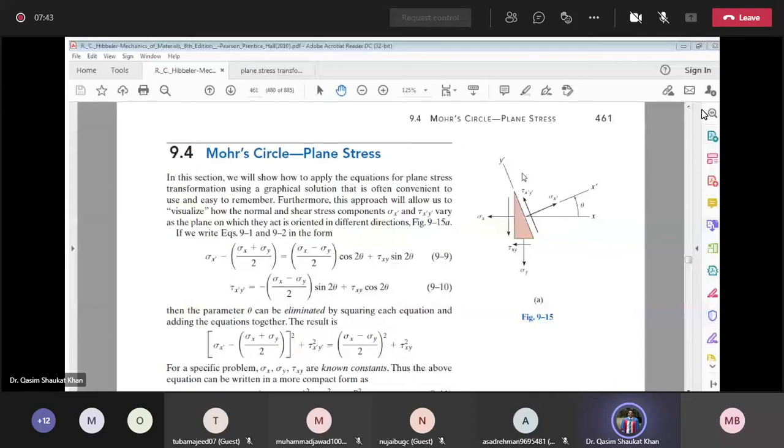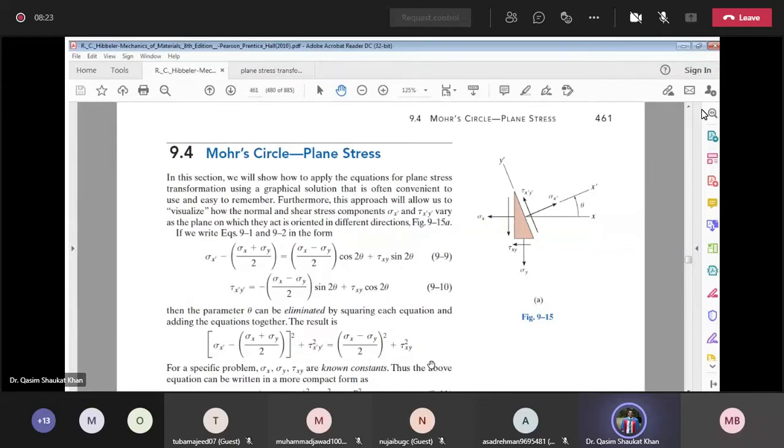So, in our earlier lectures, we have derived the equations for the transformation of normal stresses, that is sigma x dash equals sigma x plus sigma y over 2 plus sigma x minus sigma y over 2 cos 2 theta plus tau xy sine 2 theta. Then we have also derived the equation for the transformed normal stress about the y dash axis, that is sigma y dash equals sigma x plus sigma y over 2 minus sigma x minus sigma y over 2 cos 2 theta minus tau xy sine 2 theta.